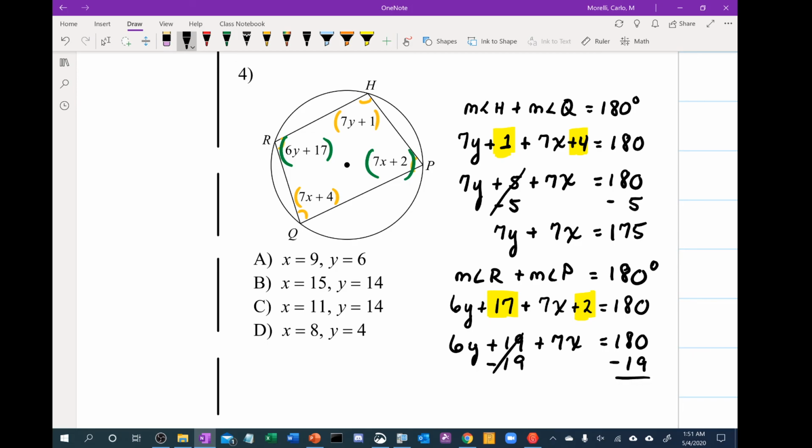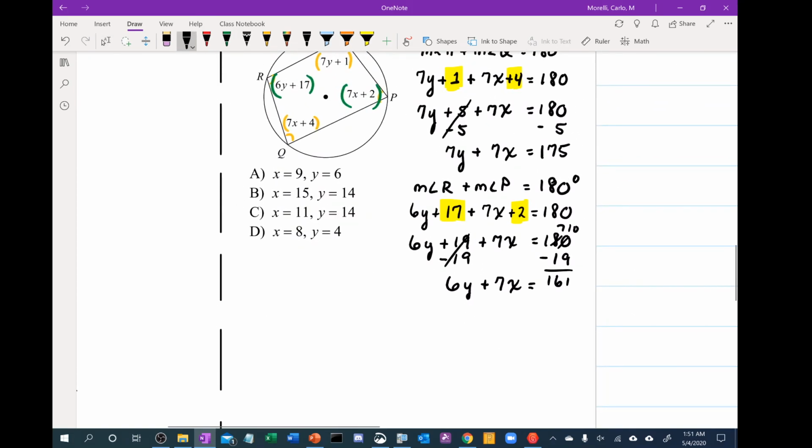This cancels, and we have the linear equation 6y plus 7x equals, and we'll borrow, 9 from 10 is 1, 1 from 7 is 6, and the 1. So we have 6y plus 7x equals 161.